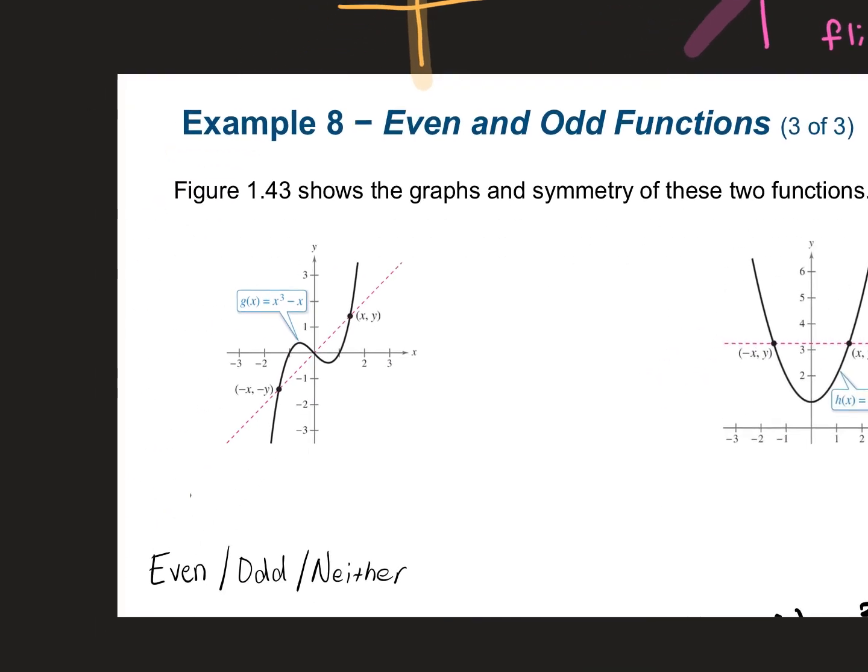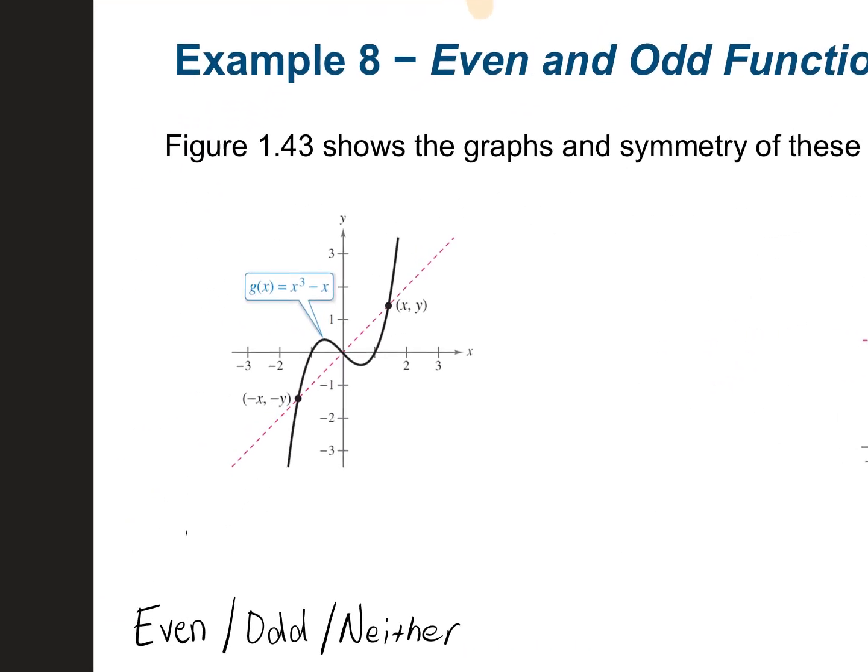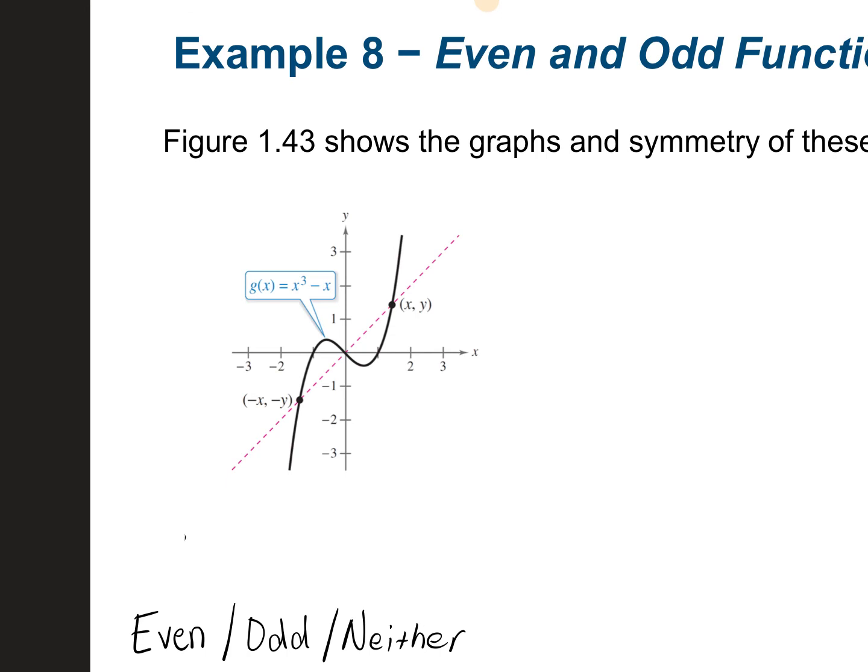So let's take a look at our first example on the left. So if you notice, our graph is not symmetrical about the y-axis because it doesn't have that mirror image on the left and right. It would have to look like that to be the same thing, but it's not. So it's not an even function. We can eliminate even because it's not symmetrical about the y-axis.